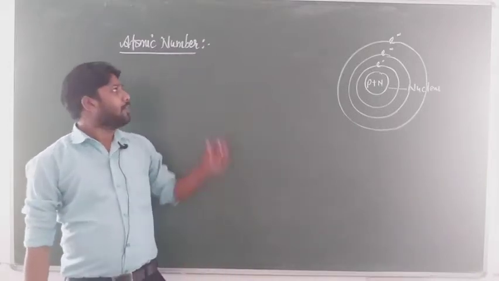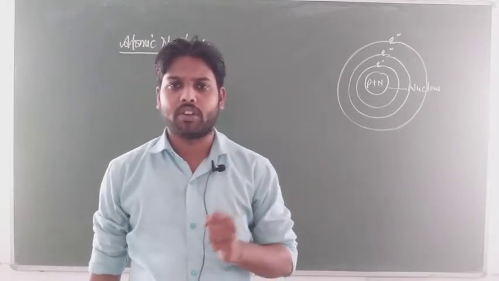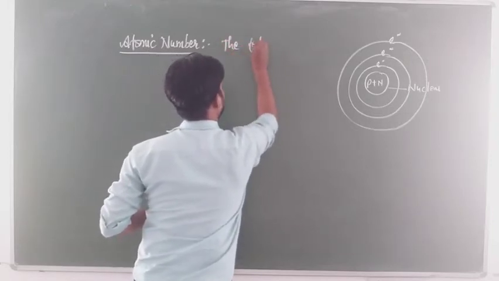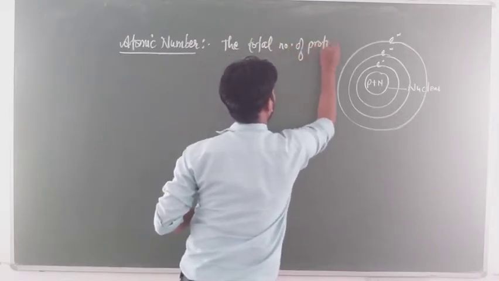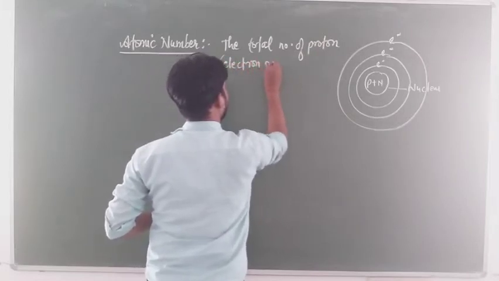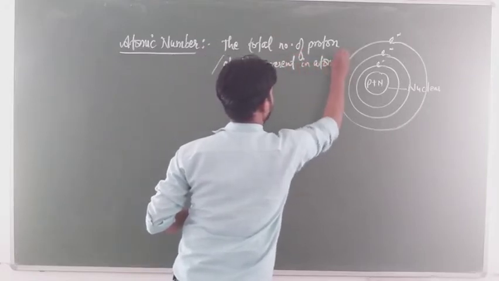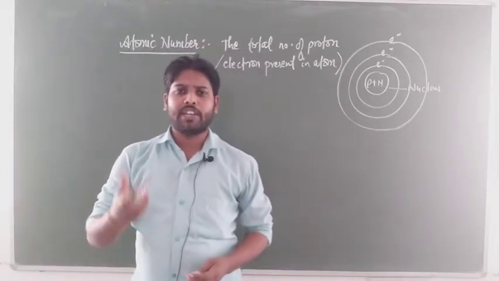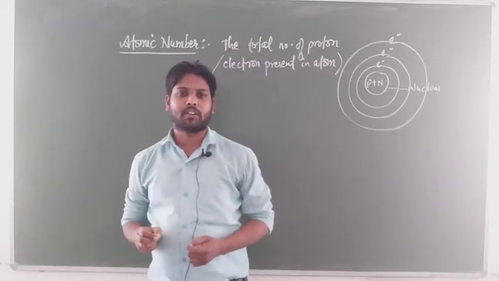Students, atomic number means the total number of protons or electrons present in an atom. How many protons or electrons are present in the atom, that is called atomic number.